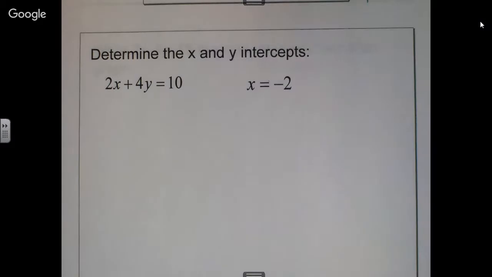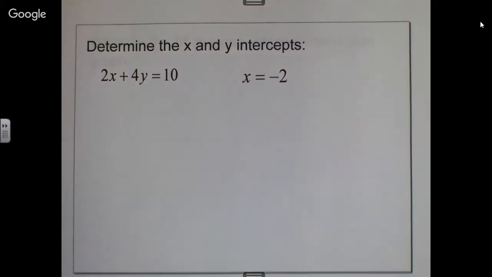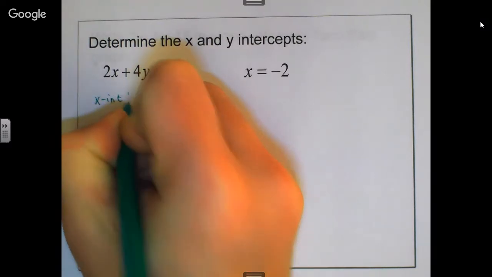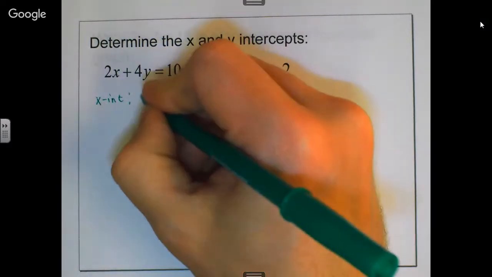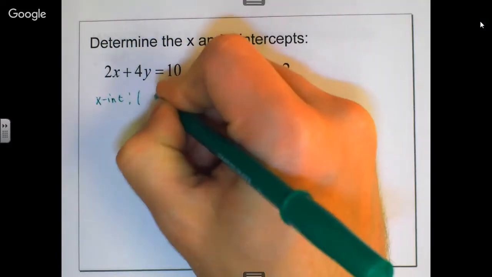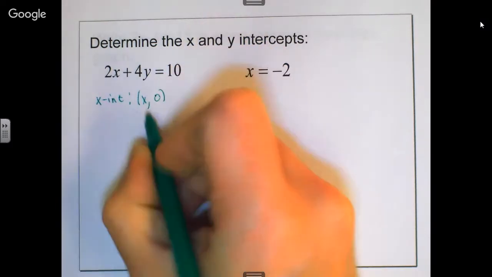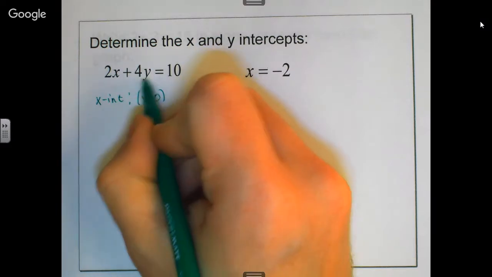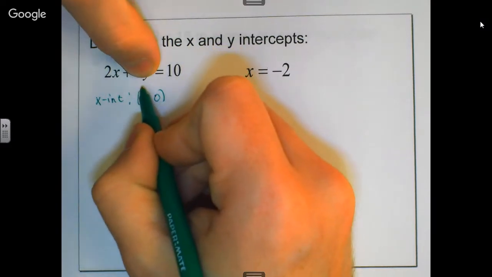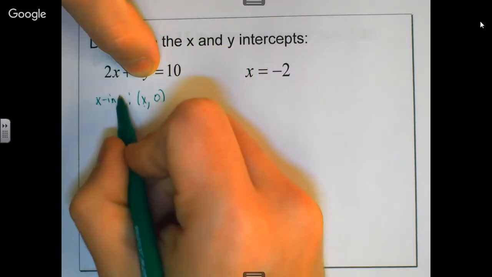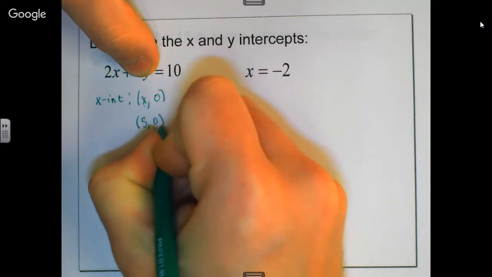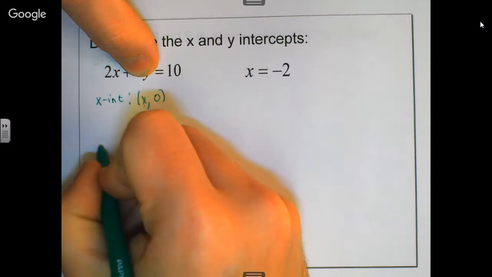Okay, so determine the x and y intercepts. To find that x-intercept, I'm going to let y be 0. So I want to know where x is when y is 0. Well, if I plug in 0 for y, this term right here goes away. And then how do I solve for x? I just divide by 2. So x is 5, 0. There's your x-intercept.